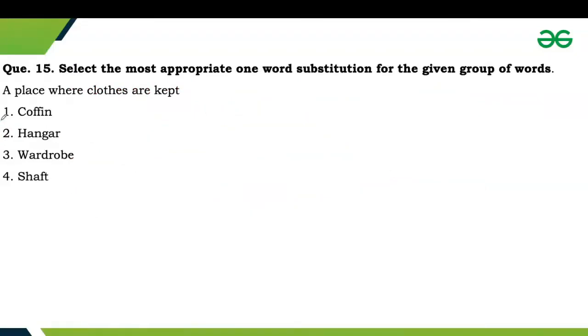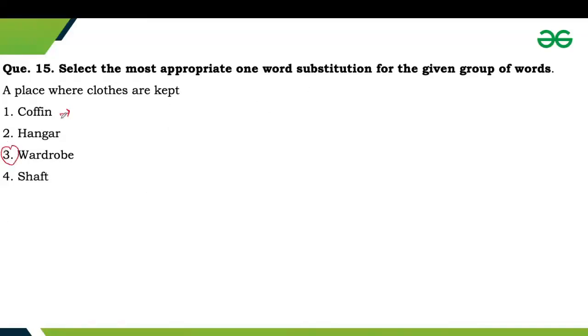Select the most appropriate one word substitution for the given group of words: a place where clothes are kept. A place where clothes are kept is wardrobe. So option third is the correct answer.